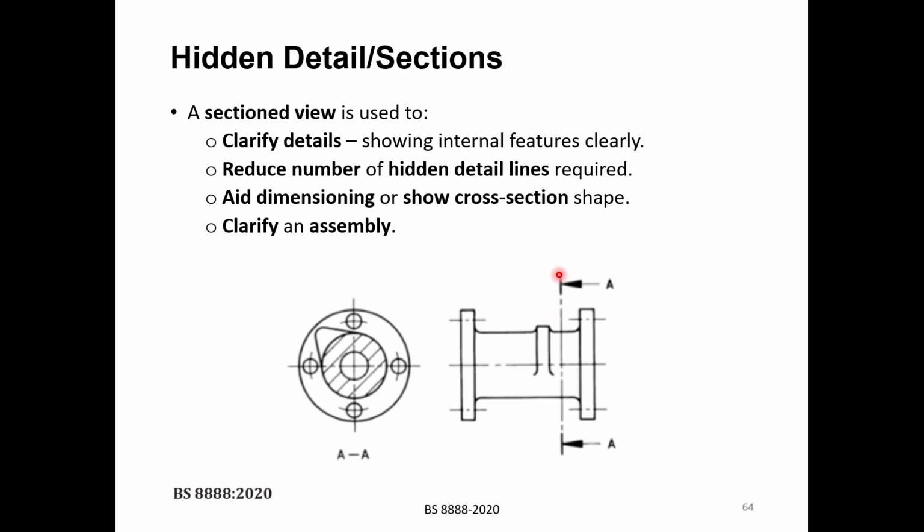For example, here we have a cutting plane at AA. So if we imagine that we are cutting here in this direction, and imagine that you've removed this part and you are looking in the same direction as the arrows, then you can see the details of this component here. Otherwise, without section, it would have been shown with dashed lines. So it just clarifies the details here.